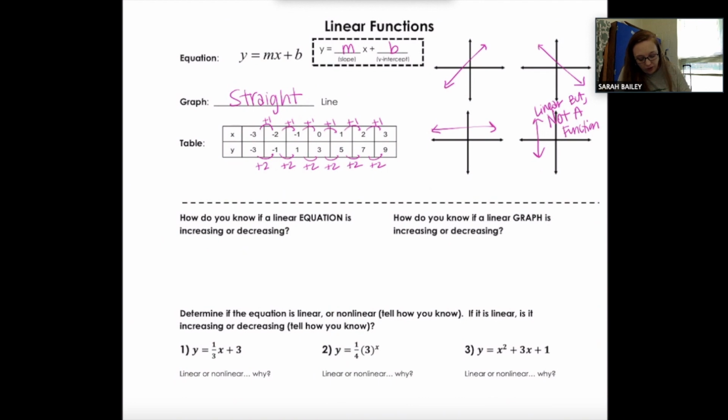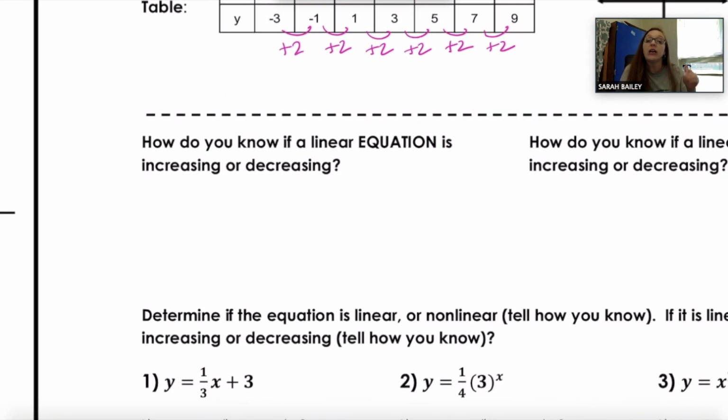Okay, so how do you know if a linear equation is increasing or decreasing? So when we see increasing, I want you to think positive slope. And when you see decreasing, think negative slope.